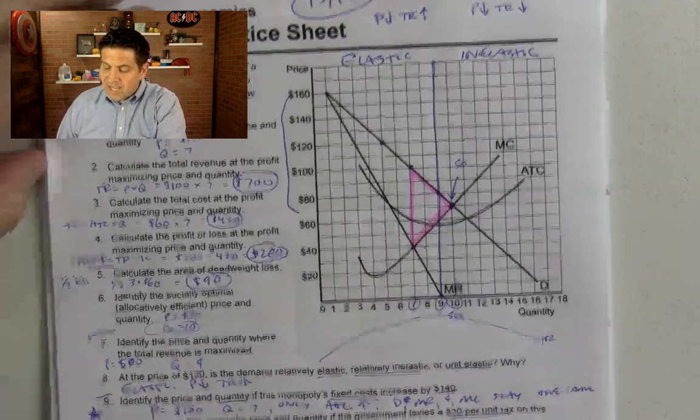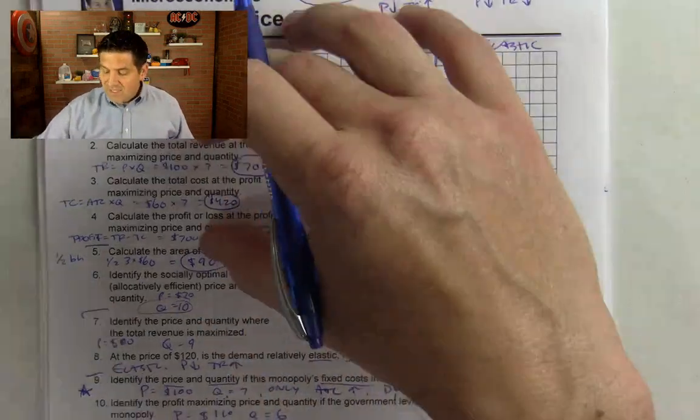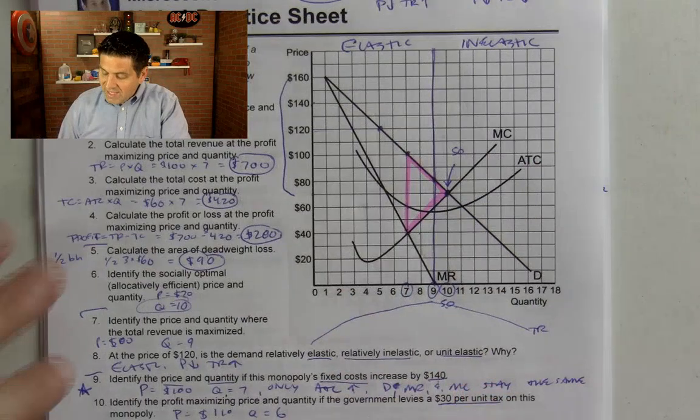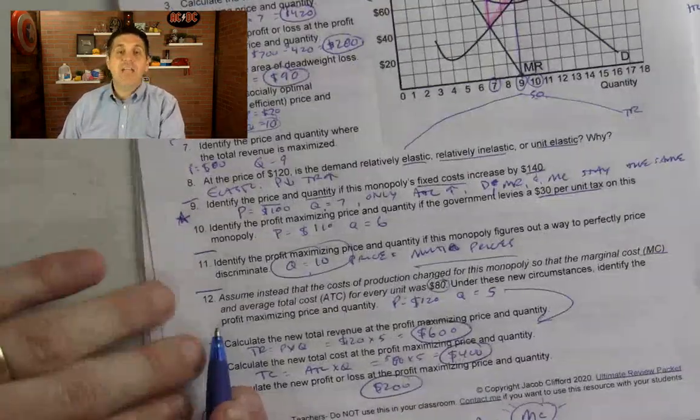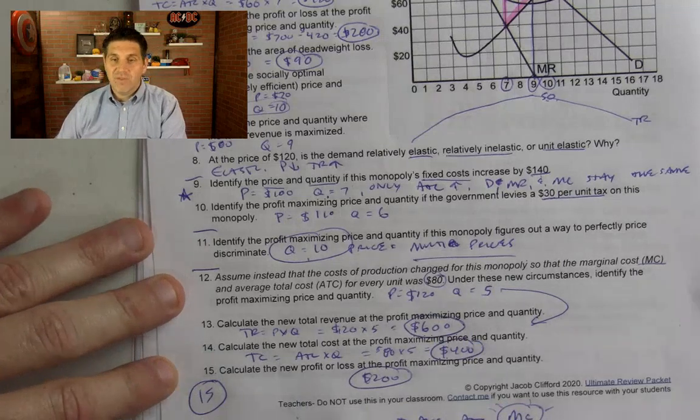One of the things I want you to understand, again, is the type of questions I ask. I didn't ask them randomly. I asked them from the easy to the more difficult. And then here in question 12, I changed the graph itself and showed you a horizontal marginal cost curve and ATC.